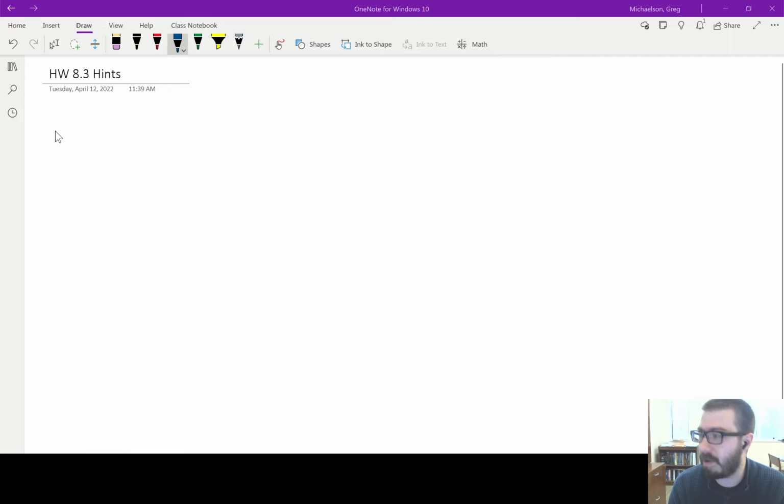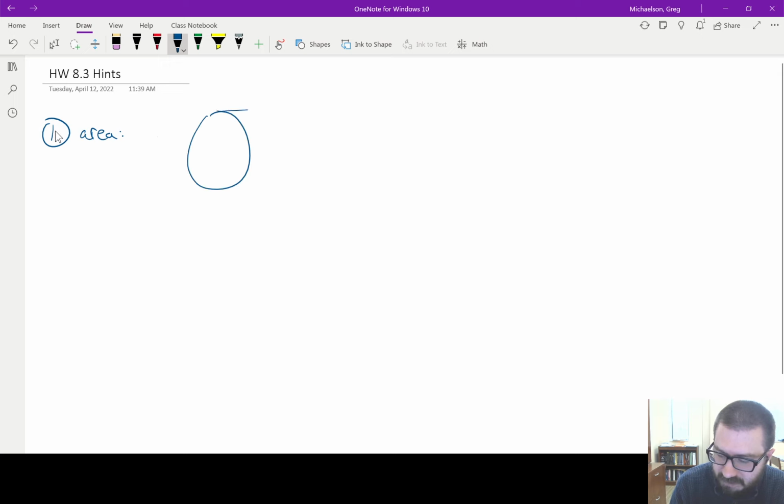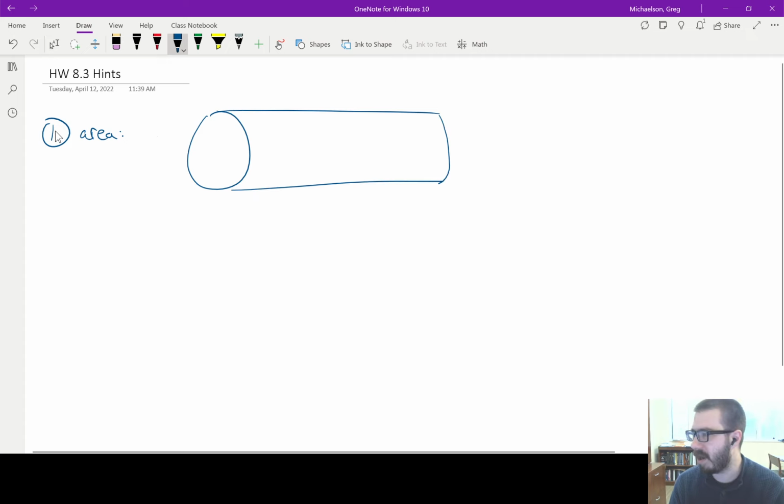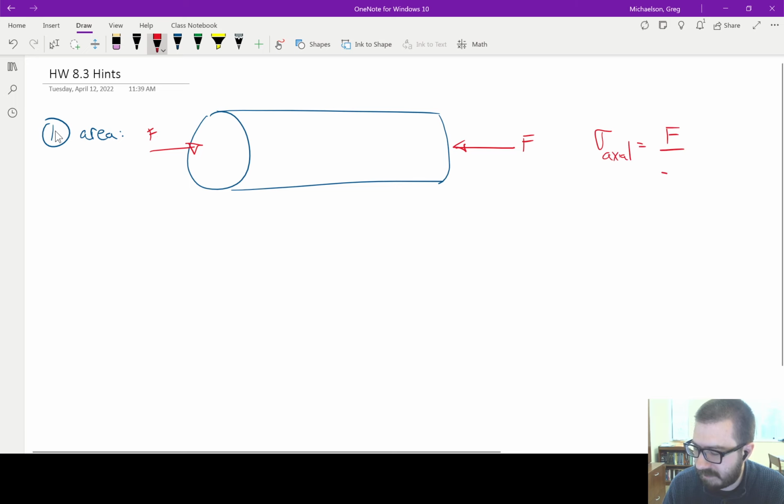But first off, these two hints are specifically talking about problem 2, not problem 1. Let me start off with the first hint, and that's related to the area. So when we're talking about a pressure vessel, here's the pressure vessel, and in this particular problem, there's an applied load like this, so we'll call it F. There's going to be a stress from that load that's computed as F over A, okay? But the question is, what's the area?